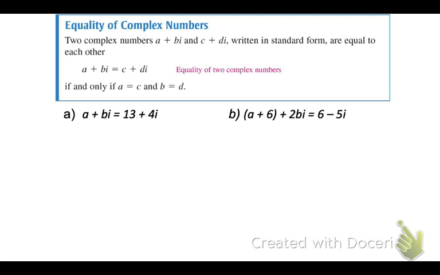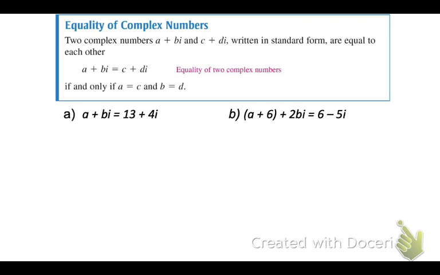Equality of complex numbers. Oh, wait, no, this isn't addition, sorry. The equality: you can set real parts equal and imaginary parts equal. If they're not like, can you set them equal to each other? No. So real has to equal real, imaginary has to equal imaginary. So our first example is A plus BI equals 13 plus 4I.